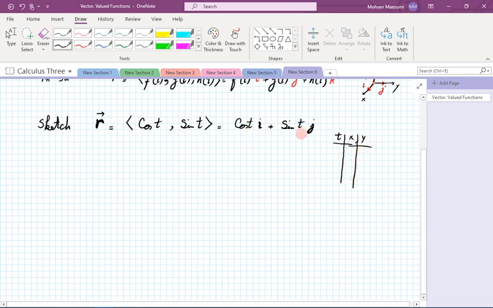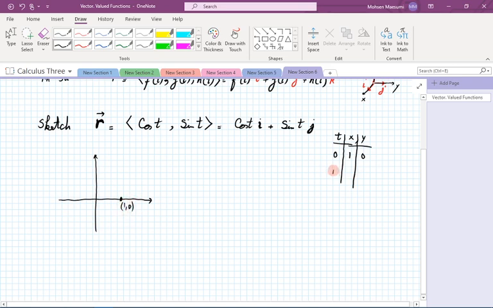T typically belongs to some kind of interval, or you might infer what the interval might be. For example, a natural interval to consider is from 0 to 2 pi. So let's start at t equals 0. At 0, cosine is 1, so x is 1, and sine is 0, so y is 0. So at the very start we are at the location 1, 0.